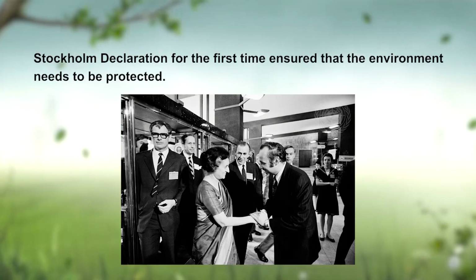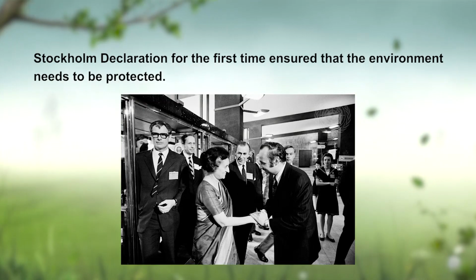The Stockholm Declaration for the first time ensured that the environment needs to be protected and that man has the ability to protect it, else it would result in drastic consequences. It also gives particular focus to the reduction of world population.